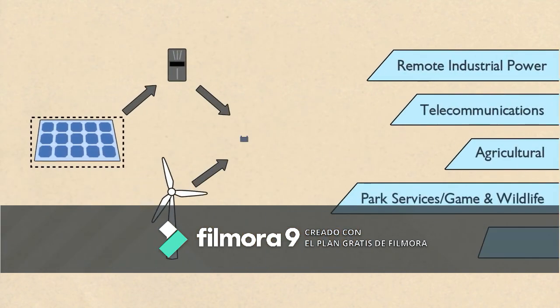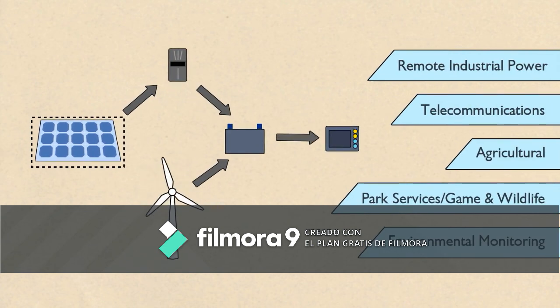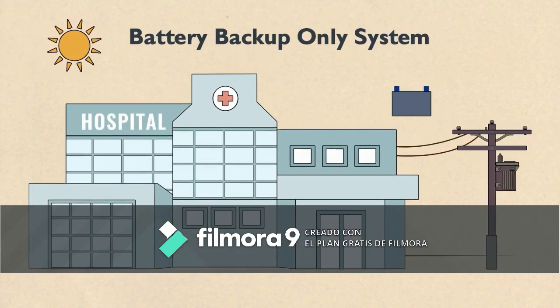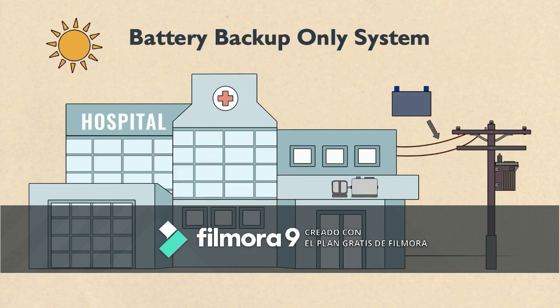Remote industrial power systems are off-grid systems designed for powering remote equipment for a variety of different uses. These are essentially off-grid systems designed to run certain equipment that may include backup generators or wind turbines. There are also battery backup systems which are only recharged by the grid or a generator and don't have solar panels, commonly used for businesses that need emergency backup power for critical appliances.